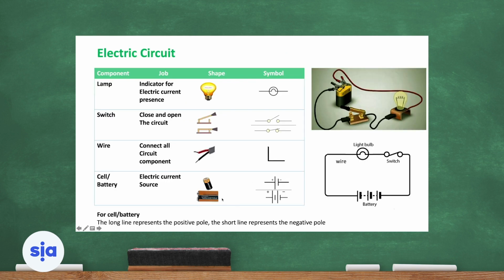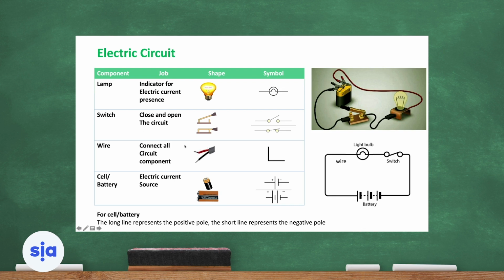Let's see together the components and the function of each part of the electric circuit. A lamp or a light bulb. This is an indicator for electric current presence. So if it is lit, the electric current is flowing, and if it is off, not showing any light, the electric current is not flowing, and this is its symbol. So if you see a symbol like this in an electric circuit, this is a light bulb.